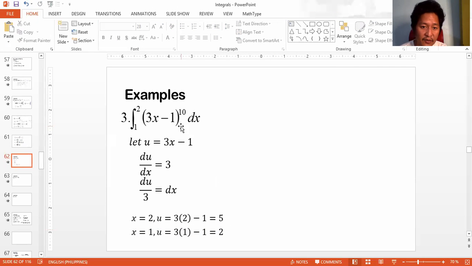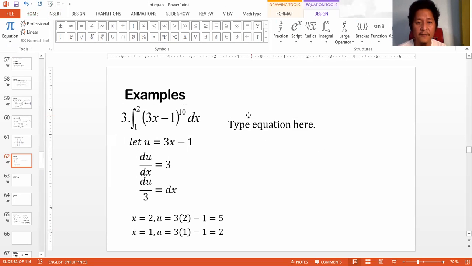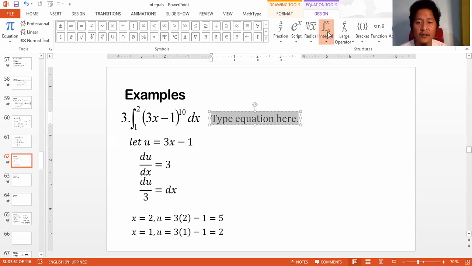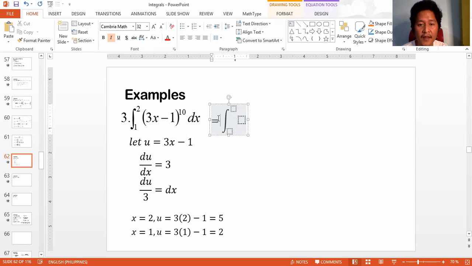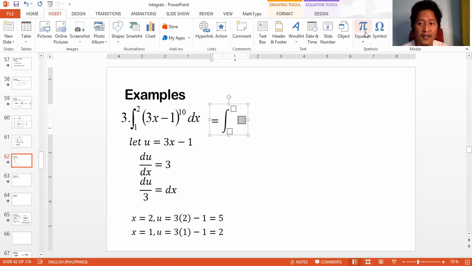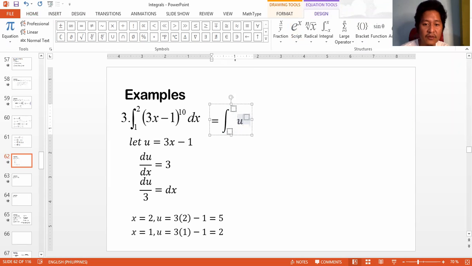Okay? Now, we are now ready to replace our previous integral na in terms of x with an expression in terms na ng u. So, nagpapalit na tayo ng variable. Okay, so, di ba 3x minus 1, papalitan natin siya ng u. So, ang exponent niya ay 10 pa rin, di ba? And then yung dx, dito naman, ang dx ay du over 3. So, palitan lang natin si dx ng du over 3.